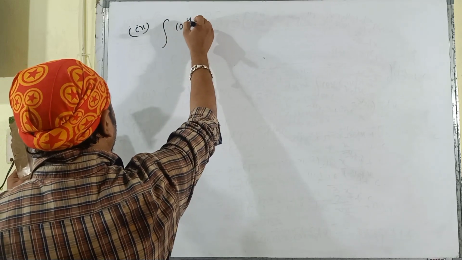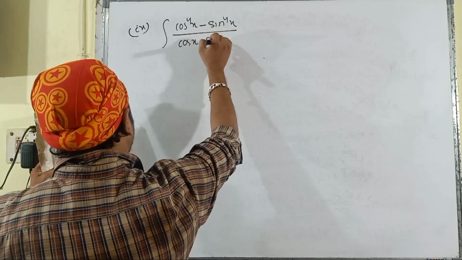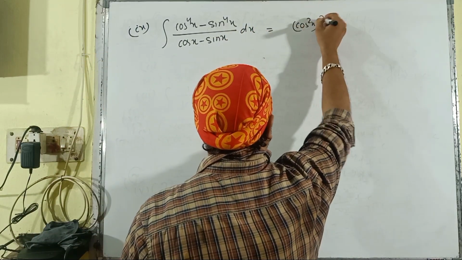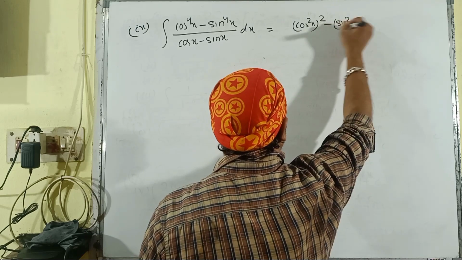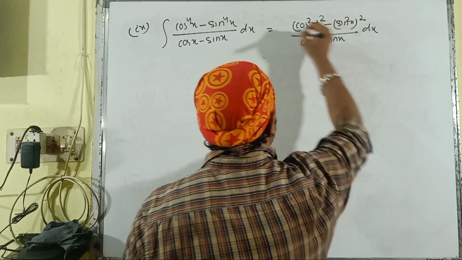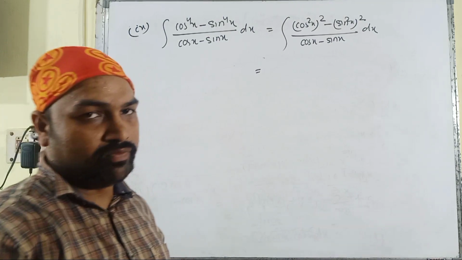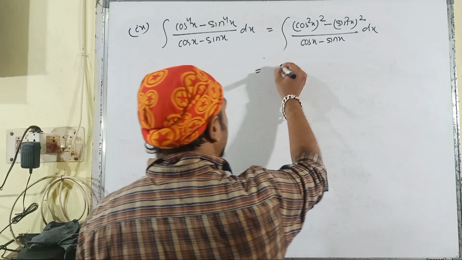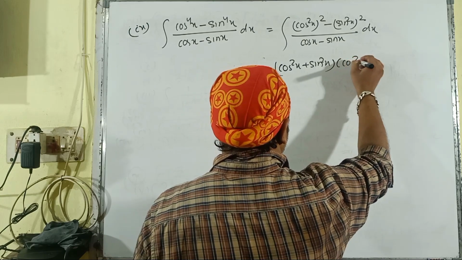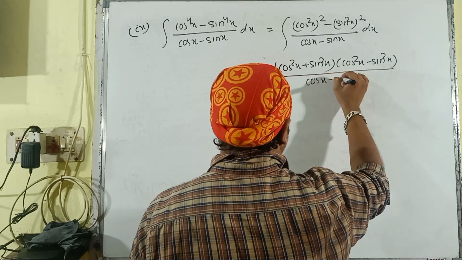Integral of (cos⁴x minus sin⁴x) divided by (cos x minus sin x) dx. Then it will be the square of cos²x minus the square of sin²x, whole divided by cos x minus sin x. I have converted the numerator into the form of our algebraic identity, a² minus b². Now it will be in the form of (cos²x plus sin²x) multiplied with (cos²x minus sin²x), whole divided by cos x minus sin x.